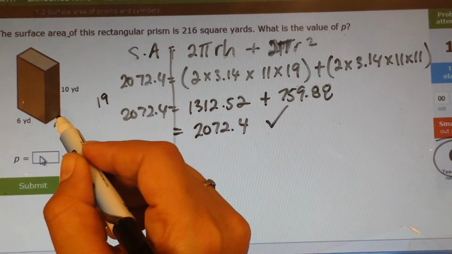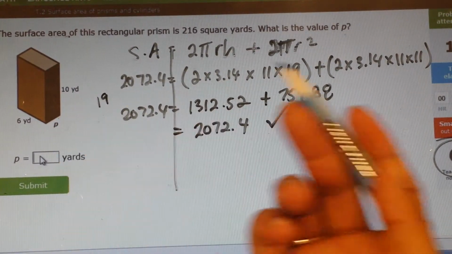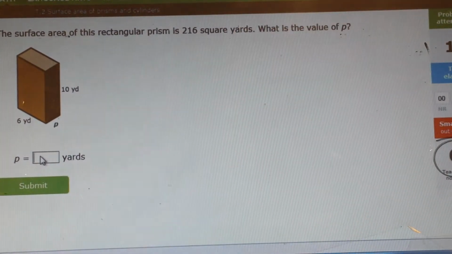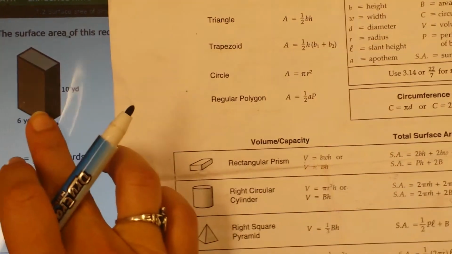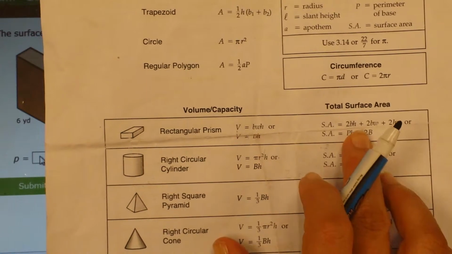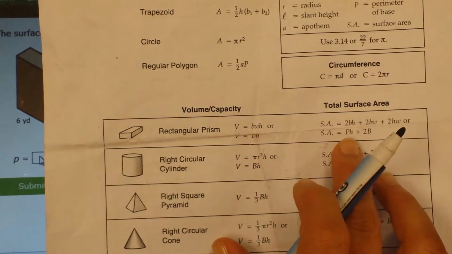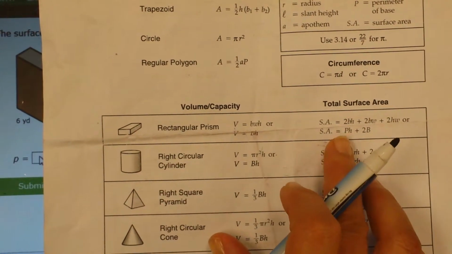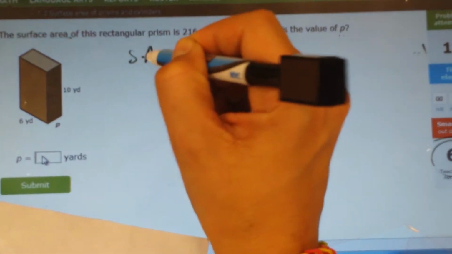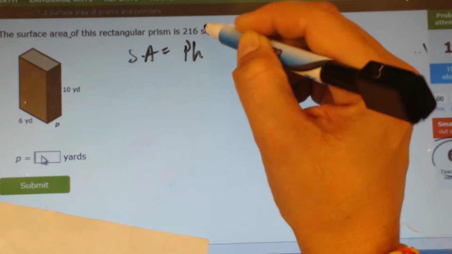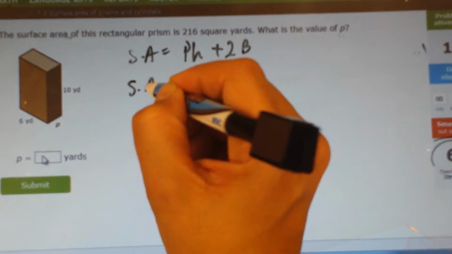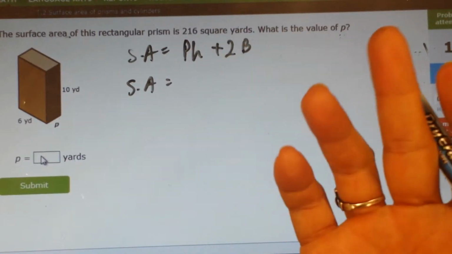Same thing with this. This time instead of finding H, you're finding a prism one. So again, take out the formula sheet, and you're looking for a prism. It's actually a rectangular prism. For surface area, it's right there. I'm just going to use the bottom one because I like the bottom one, but you can use the top one as well, whichever one you like. So SA is equal to PH plus 2B. Surface area equals the perimeter of the bottom.